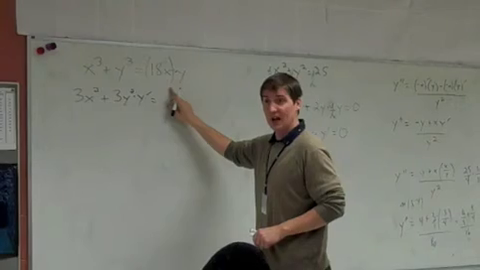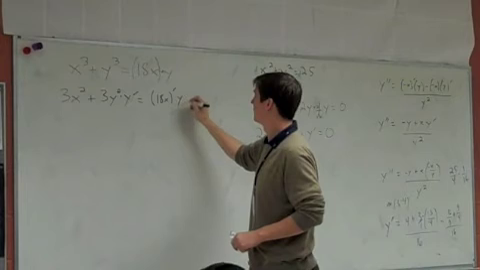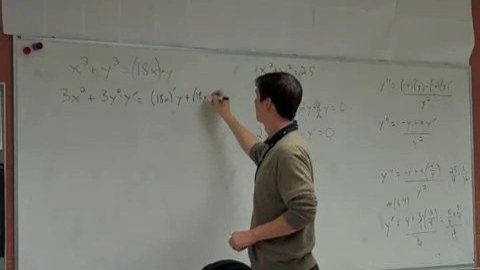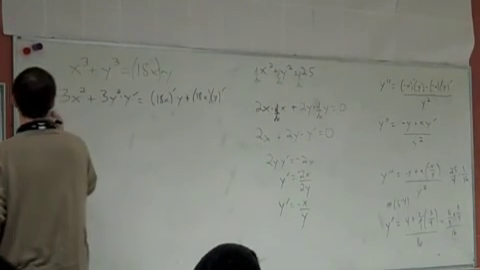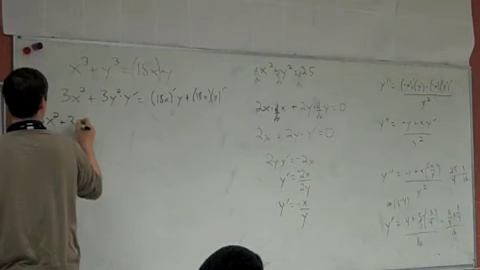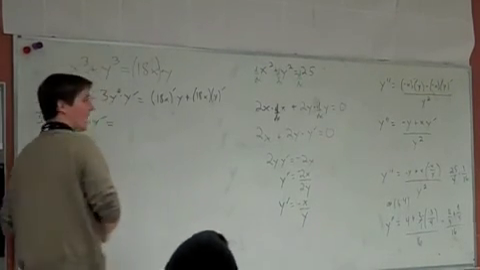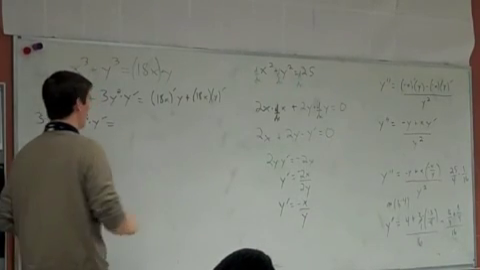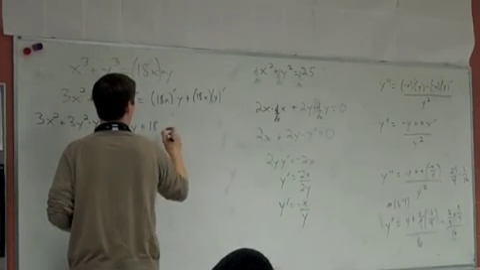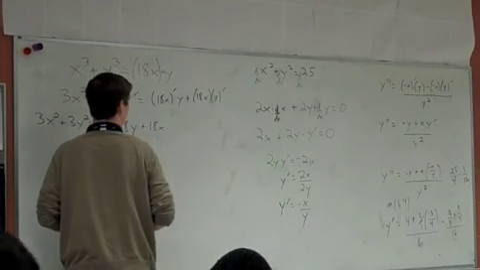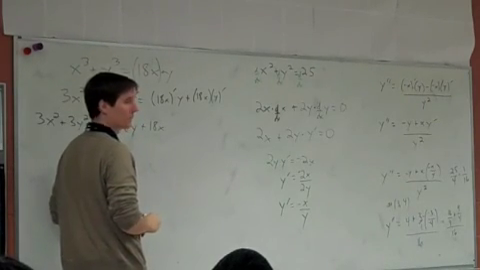Okay, so I'm going to set this up as a product rule. Derivative of the first plus the first times the derivative of the second. What's the derivative of 18x in terms of x? 18. What's the derivative of y in terms of x? dy dx.